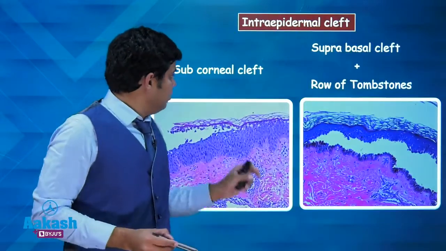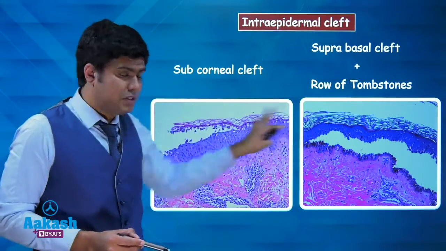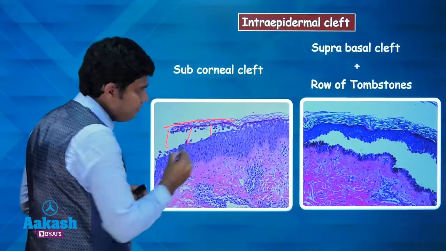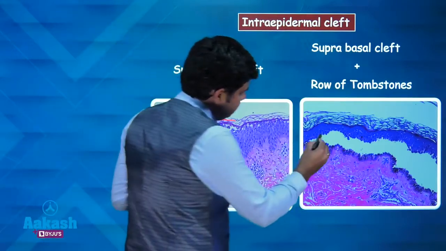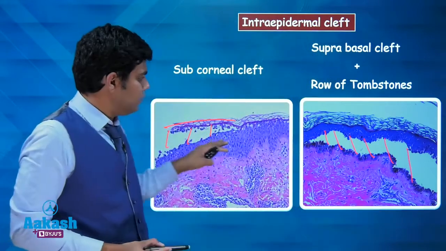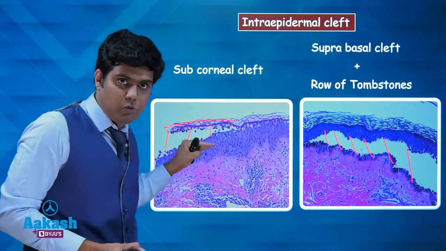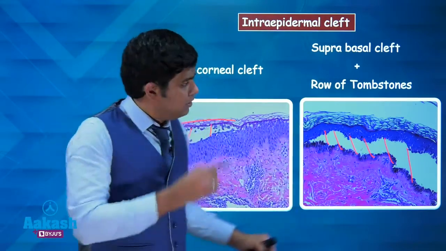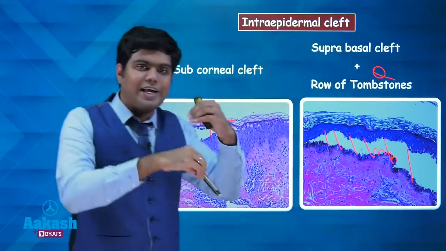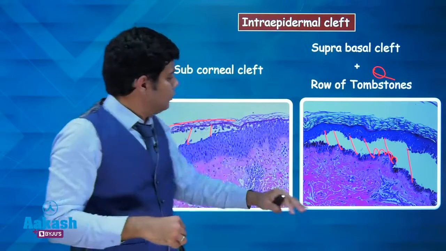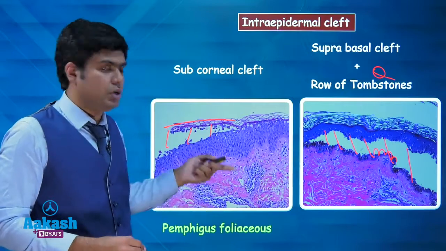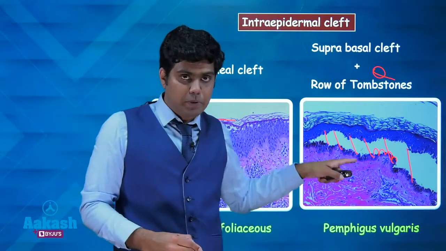So let us see. So this is a case of pemphigus. Both are pemphigus. One is a subcorneal cleft, so below the stratum corneum you have got this cleft, and here it is suprabasal, above the basal layer. Both are in the epidermis, so intraepidermal, but one is below the stratum corneum, the other is a suprabasal cleft with a row of tombstones. Row of tombstones you already know, a single layer of basal keratinocytes sitting on the dermoepidermal junction. So what is the diagnosis here? This is pemphigus foliaceus, subcorneal, superficial, and this one is pemphigus vulgaris, deeper but suprabasal.